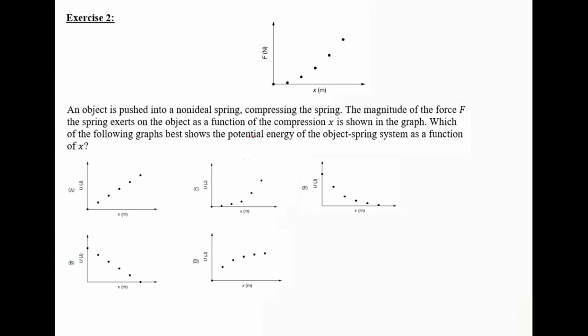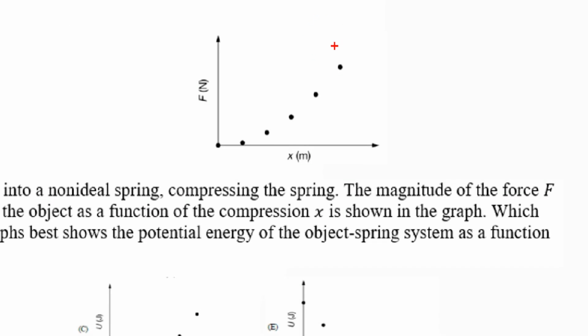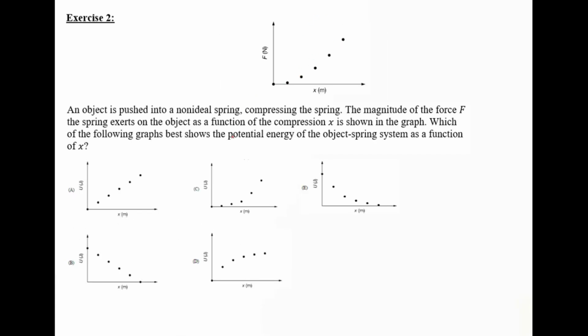Which of the following graphs best shows the potential energy of the object-spring system as a function of x? Now you can approach the problem in two ways. Either you consider that you have this graph and you try to determine the U versus x graph, or we can do it the other way around, that is, try from the solutions, and check which one would correspond to the given F versus x graph.